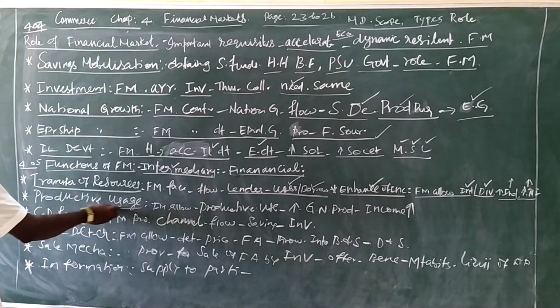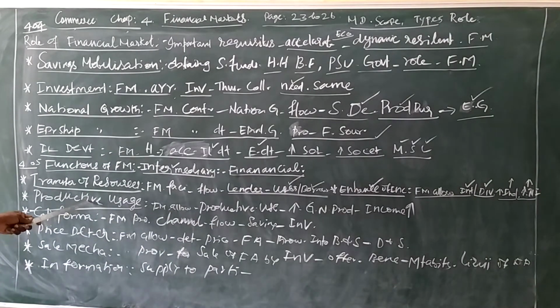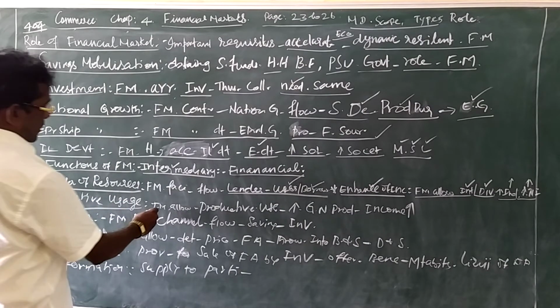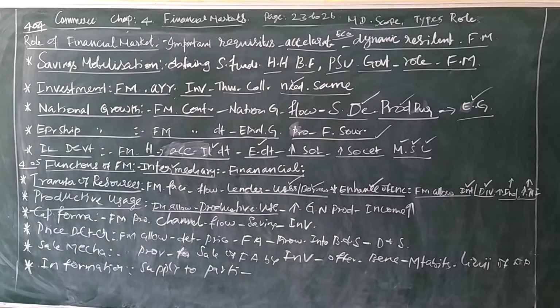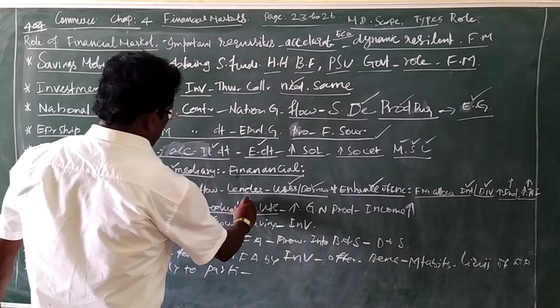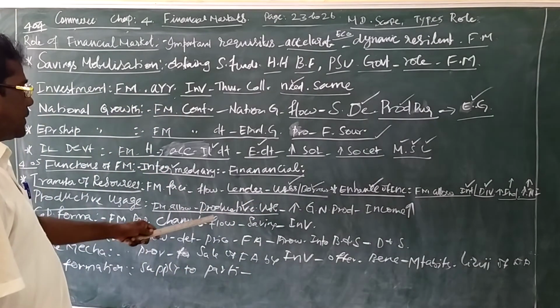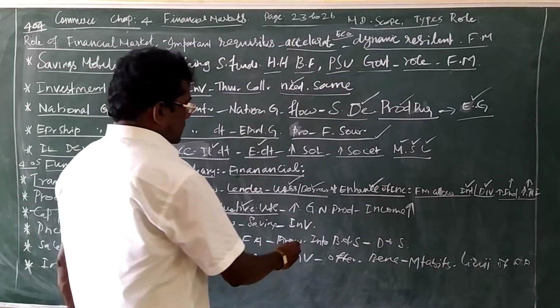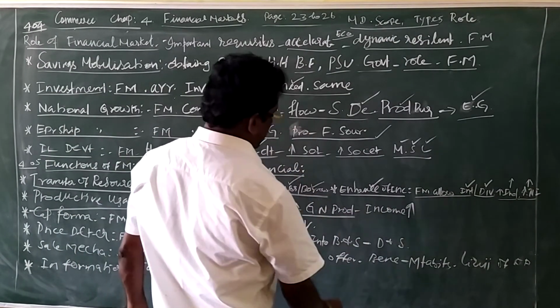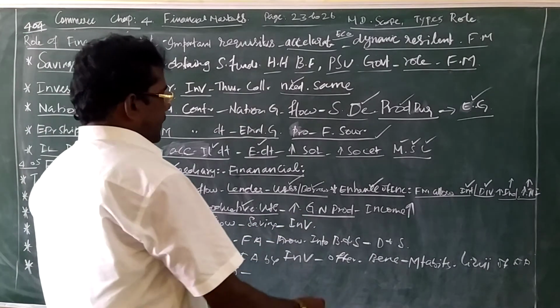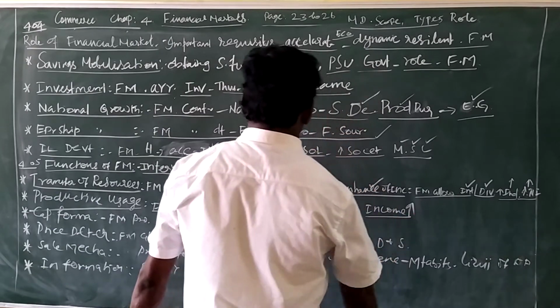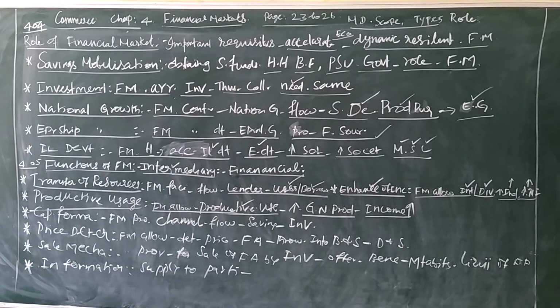Then productive usage. The amount collected by the financial market from various sources should be utilized only for productive purposes, and the investment is allowed only for productive activities. Once productive activity increases, it increases the level of gross national product. Not only does the gross national product increase, the income of the country also increases. Once the product is increased, the income of the nation also increases.